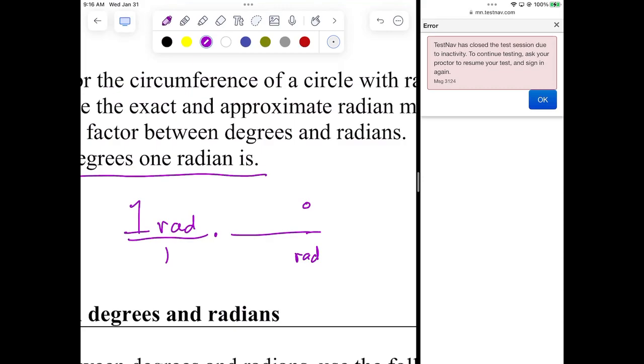So what's the conversion factor? Degrees to radians. What is it? Can we put 360 to 2 pi? Would that be okay? Yeah, but what's the simplified version of that? 180 over pi. 180 over pi. Now the radians divide out, and all we got to do is go to our calculator.